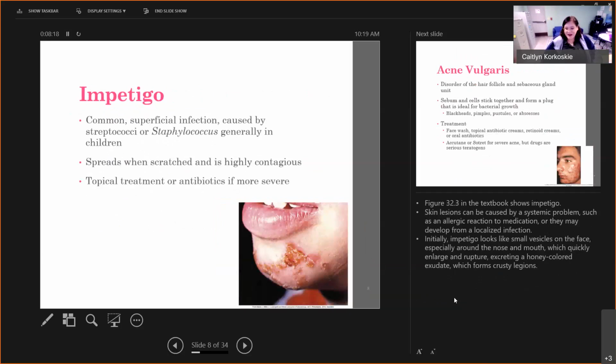They usually treat it with a topical treatment, like a cream or an ointment, or sometimes antibiotics. Initially it looks like small vesicles on the face, usually around the nose or mouth, where you'll notice it the most. Oftentimes in kids we refer to this as hand, foot, and mouth, because those are the areas they touch the most. But it's usually just a localized infection, wherever they scratched at, usually around their nose and mouth.